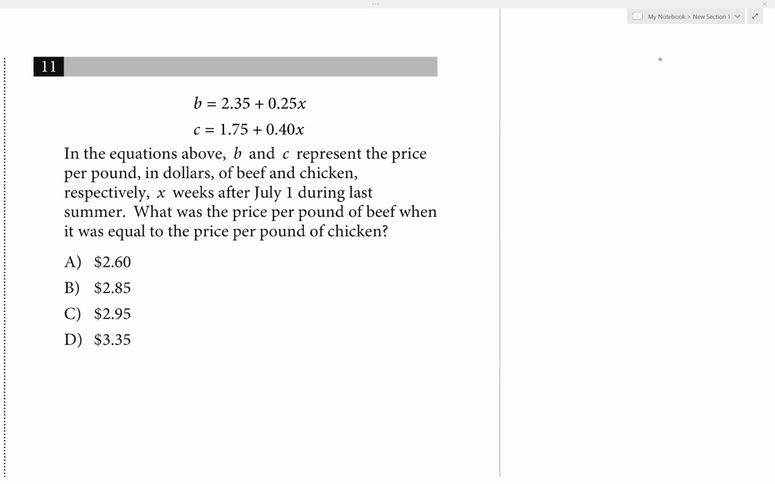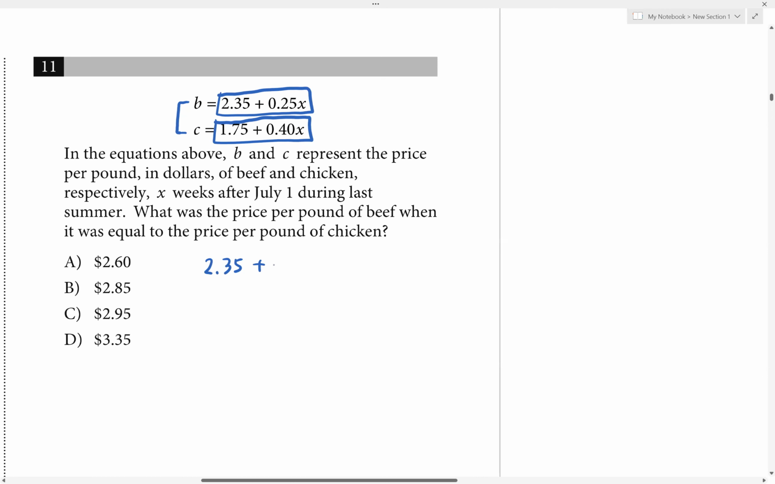What we can do is just set them equal to each other, because what we want is the price when beef is equal to chicken. So B has to equal C. If we don't know that, then we can't really solve. But here, since they want them to be equal, we can just set them equal to each other. B is this here, and C is that. So we can write out a whole equation and set them equal to each other.